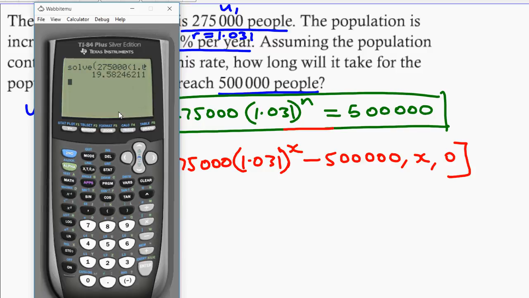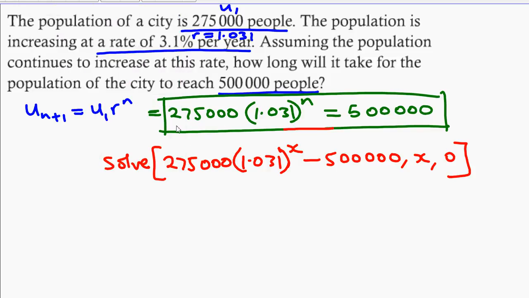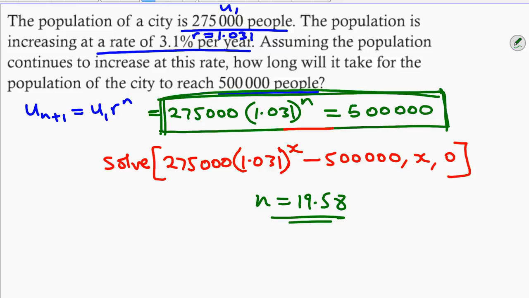So basically the solution for this equation here, the one that's in green, will be n is equal to 19.58. There are many ways you can solve this equation. You can use logarithms, you can use graphs on your calculator, but I'm just showing you an alternative way. It works sometimes, so this is also another way you can solve that. And that's it.